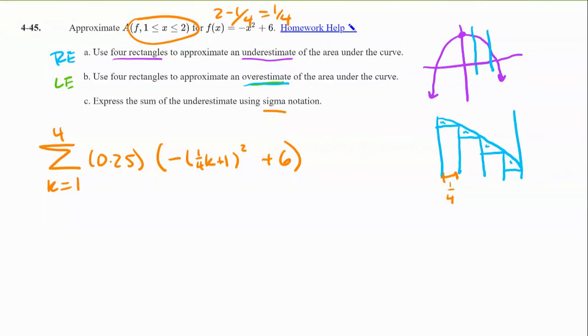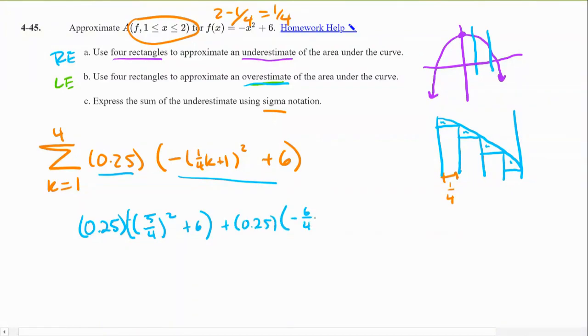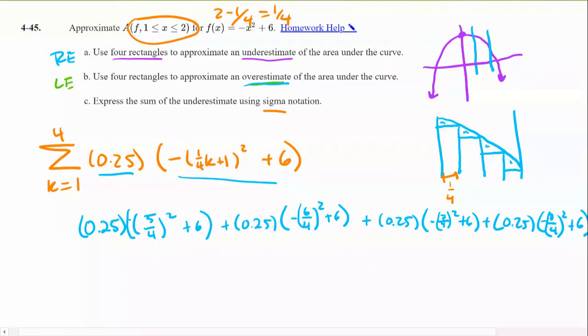Now to actually do this math here, I'm going to be plugging in these x and y values and multiplying them, because that gives me the width and height of my rectangles to multiply together. So I'm going to go ahead and write this out, plugging in some numbers, and then I will actually calculate. So here are all of my areas of the rectangles. So first one, second one, third one, and fourth one.